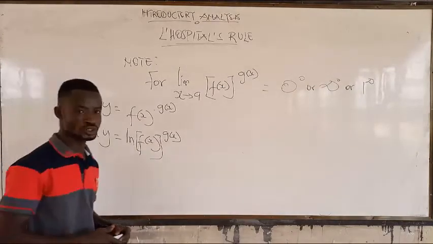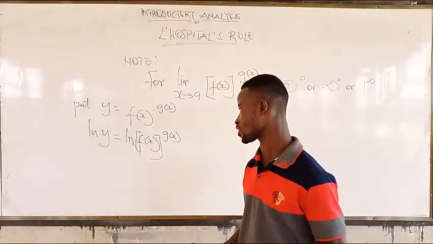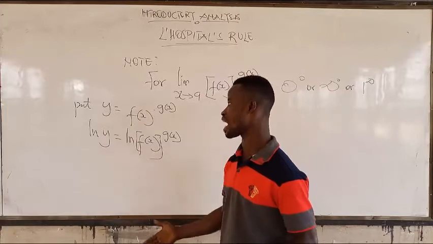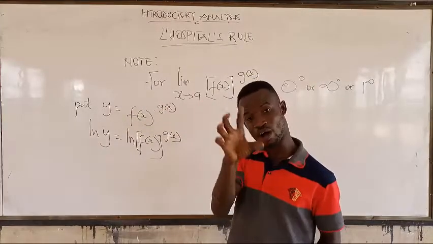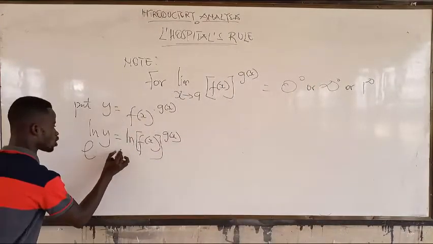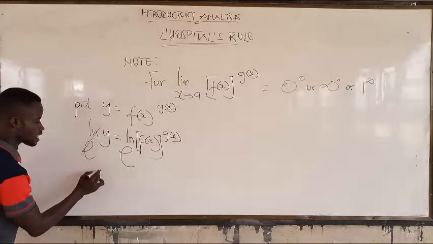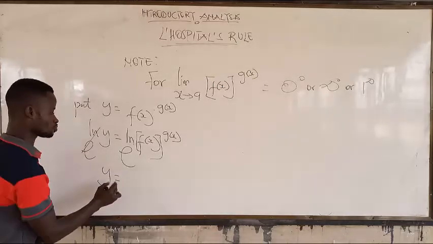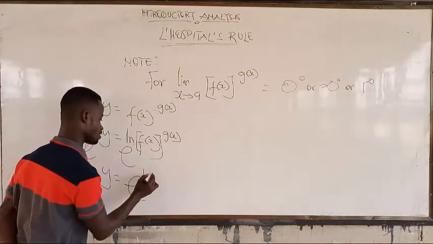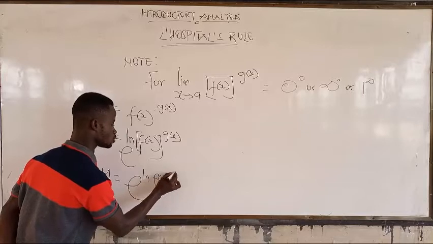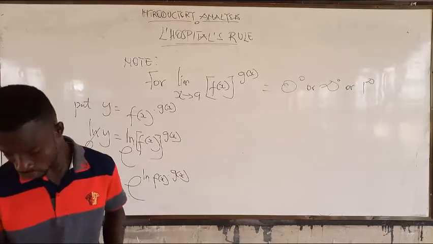Here, what you can do is take the natural log of both sides. When you take the natural log of both sides, it's going to undo it for you to get the function back. Hope you can see that. When you take the natural log of both sides, let's cancel this, so you get y equal to e raised to the power of ln of f of s to the power g of s. Very good.